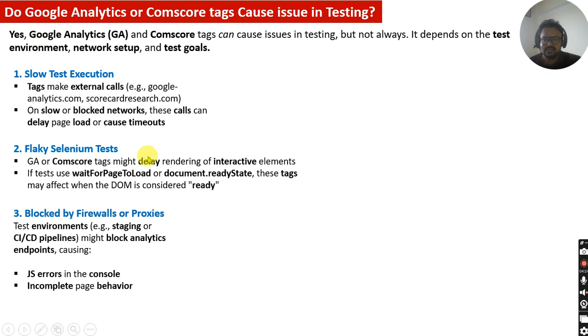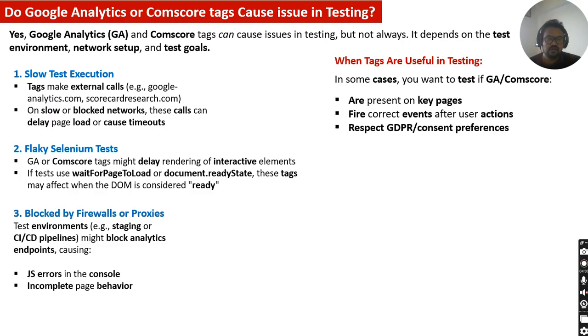Then these are the three things it mainly affects, but there are other things, like when tags are useful in testing. So in some cases you want to test GA and Cosmos. Suppose the management asks you to test that specific tags are available, how they are performing, and which pages they are available on. At that time these tags are useful, because it's part of your job to test it, and it has been asked by the management.